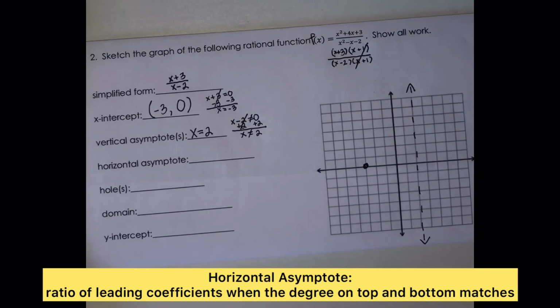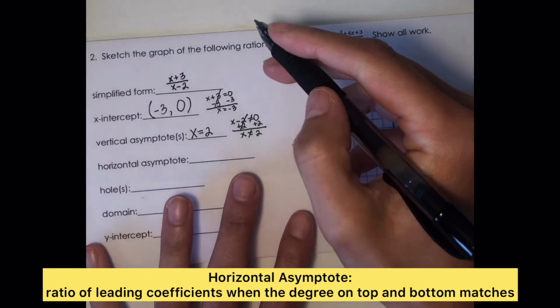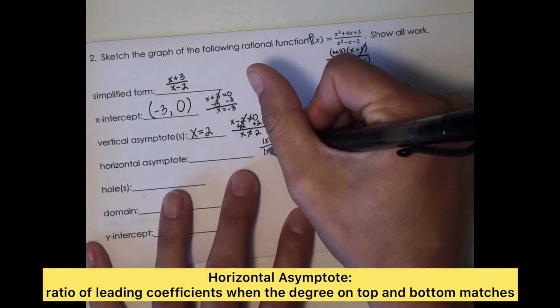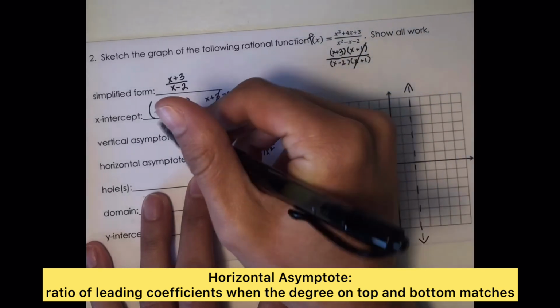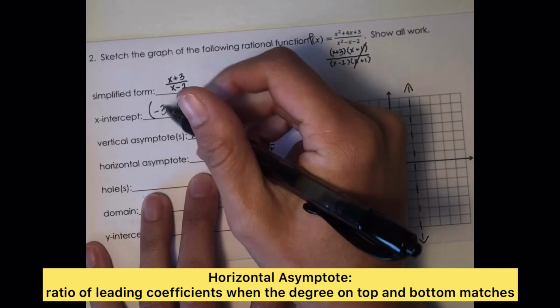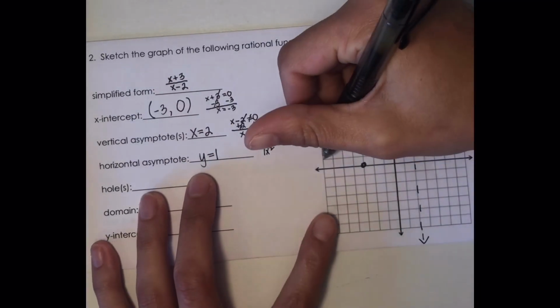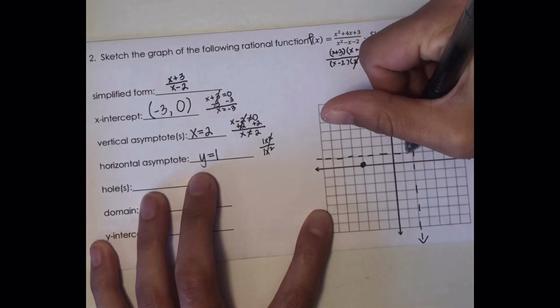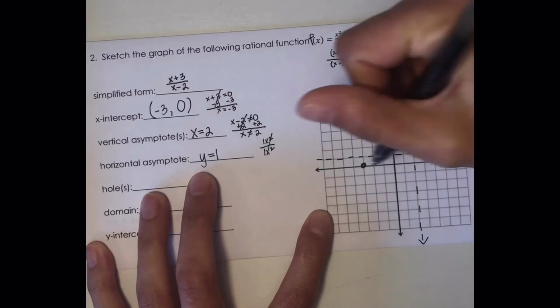All right, horizontal asymptote. You're looking at the original problem and at the leading coefficient. So on top, I've got 1x squared, and on bottom, I've got 1x squared. The x squareds are the same, so I'm just looking at 1 over 1. So my horizontal asymptote is going to be y equals 1. So let's go ahead and draw that too. So our graph will never cross either of these asymptotes.